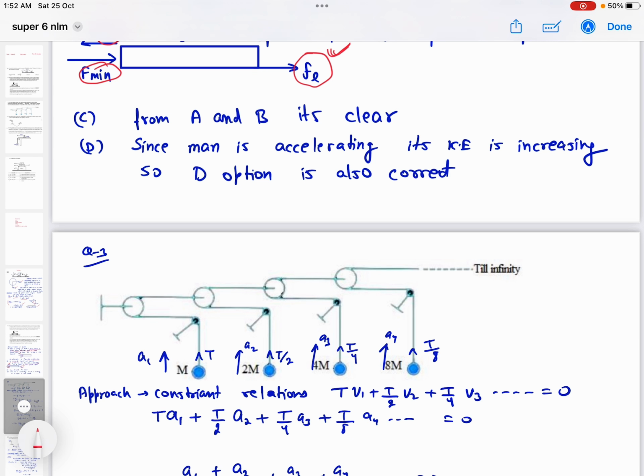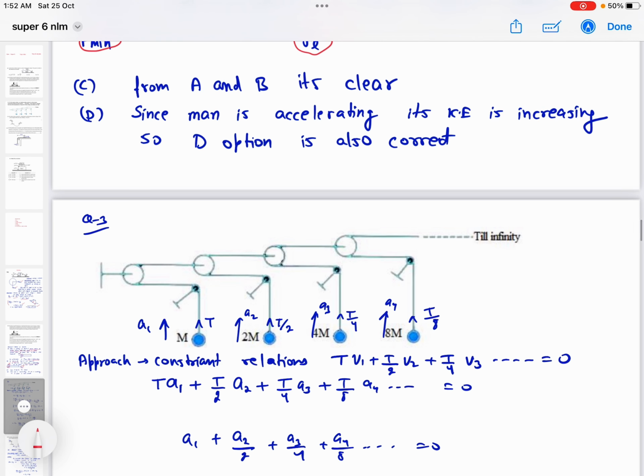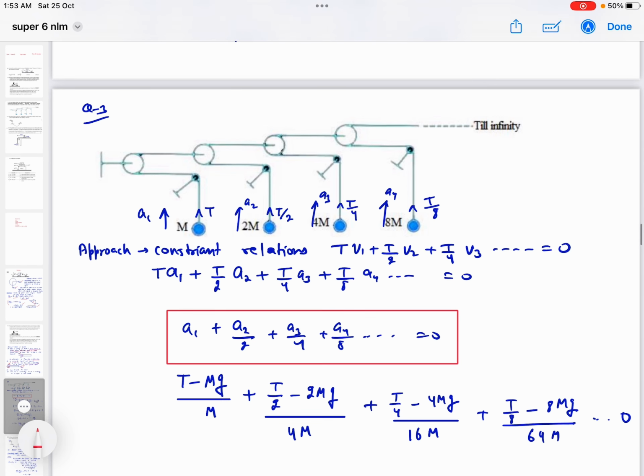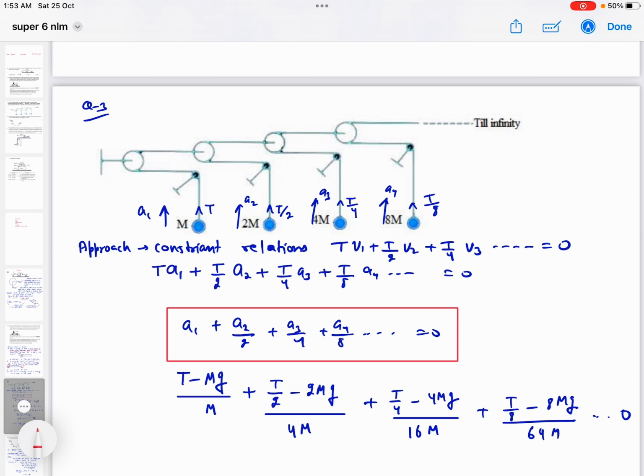Now the system is starting from rest, right? So the derivative of velocity will be what? Acceleration. So we write the same relation for acceleration also. So we are getting this kinematic constraint associated with the accelerations of different blocks. Now let's substitute the accelerations of the individual masses: (T minus mg) upon m, (T by 2 minus 2mg) upon 4m, right?